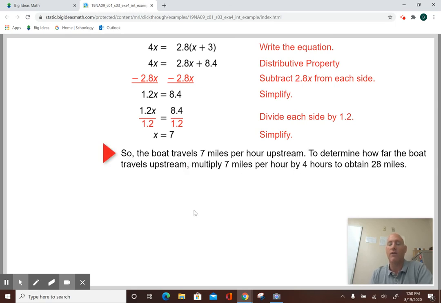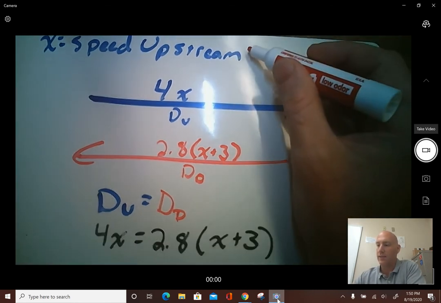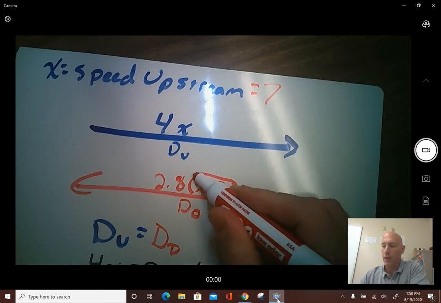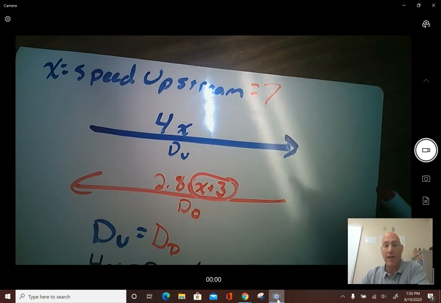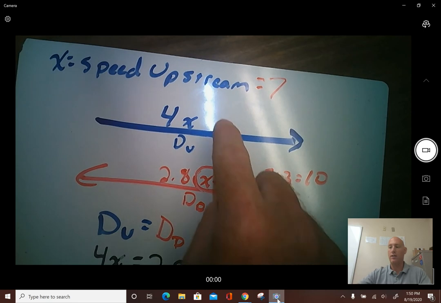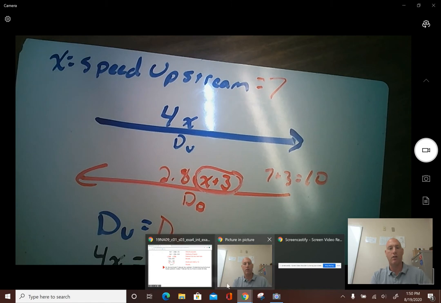Okay? So if they would have asked us for something else, the speed downstream, which might be a good extra thing that we can talk about in class. Or actually, let's just go to our model. We know x is 7 now, right? Because we solved all that, x equals 7. This part right here represented our speed downstream. So if they asked us, obviously to be faster, 7 plus 3, you traveled 10 miles an hour downstream, okay? And when you multiply them out, 10 times 2.8 is 28. 7 times 4, 28. We did everything correct.